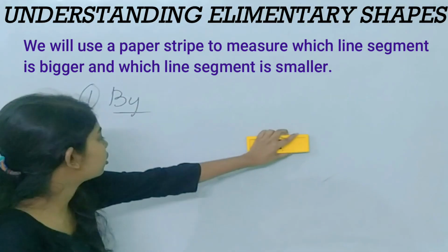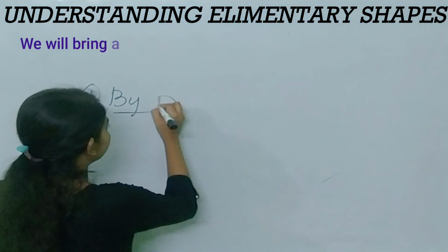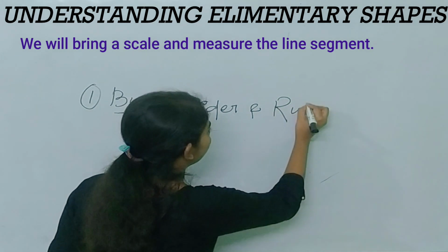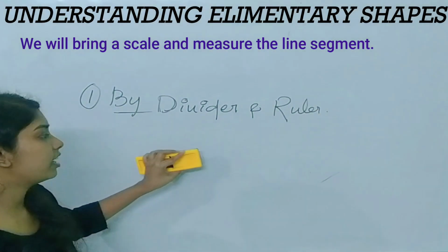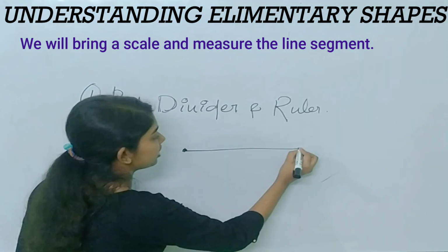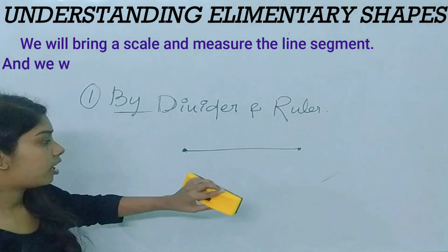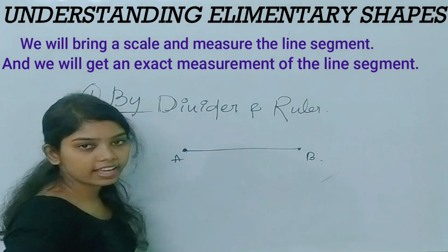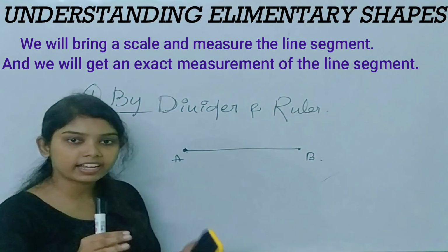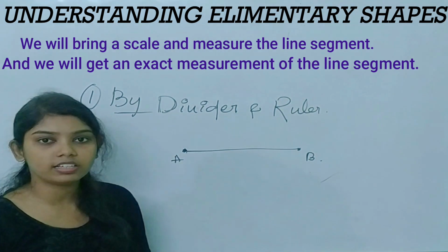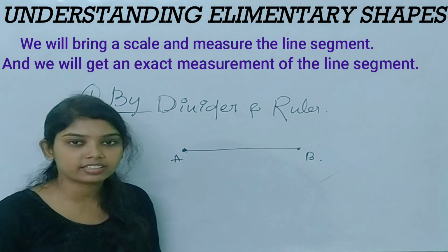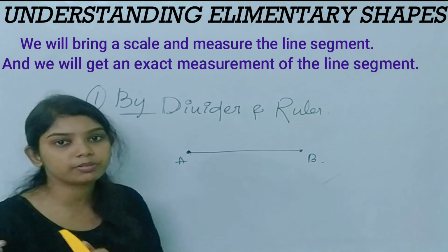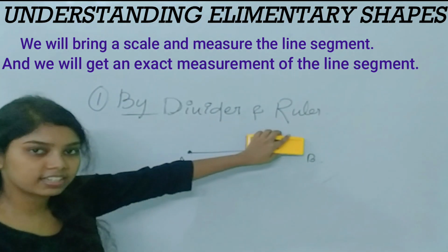Okay? The third process is by divider and ruler. So here a line segment is given and we will simply bring a scale and measure the line segment, and we will get an exact measurement of the line segment. We just bring a scale and measure it, and we get an exact measurement, unlike observation and tracing. In observation and tracing, we only find out which line segment is bigger and which is smaller, but in this process we also get an exact measurement. Okay? We now know how to do it with the help of a ruler.